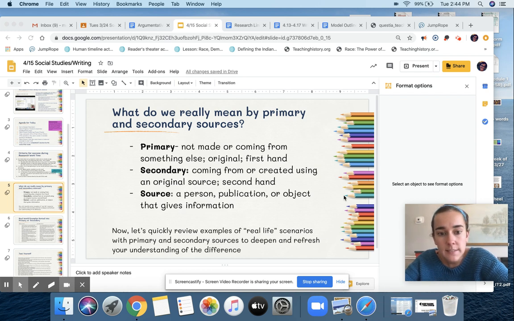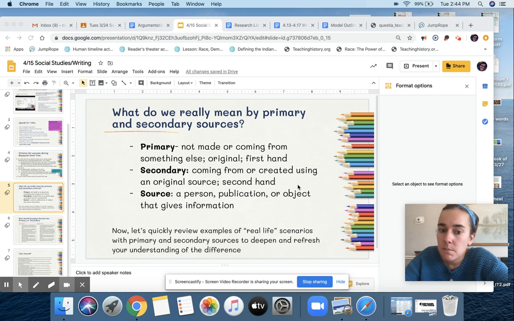And then on the other hand, secondary is just anything that's not firsthand, anything that's secondhand. So if it's coming from or created by using an original source or original sources. So if instead of the hospital record, it's an article written about various hospital records and what they mean, that becomes a secondary source, even if it was created around the same time, just a little bit after the primary source. And a source is anything that gives us information.